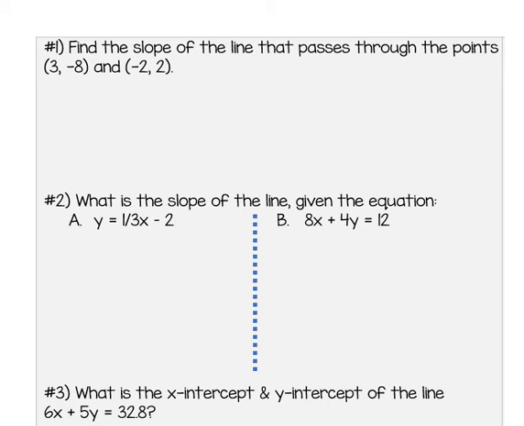We're going to start with our first lesson, Lesson 3.02, and go through some of the questions on your test review. The first question says to find the slope of the line that passes through the points (3, -8) and (2, -2).